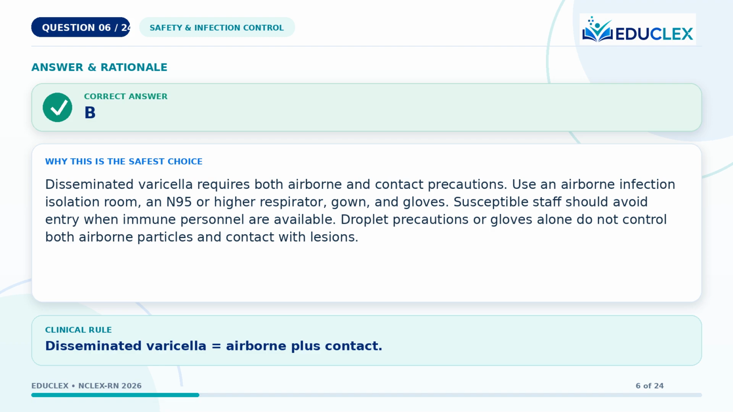The correct answer is B. Disseminated varicella requires both airborne and contact precautions. Use an airborne infection isolation room, an N95 or higher respirator, gown, and gloves. Susceptible staff should avoid entry when immune personnel are available. Droplet precautions or gloves alone do not control both airborne particles and contact with lesions.